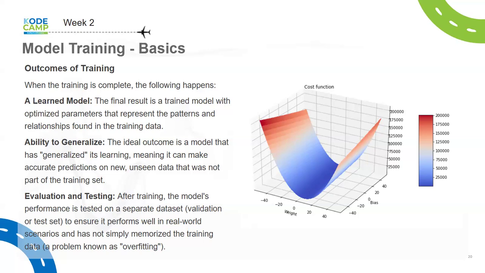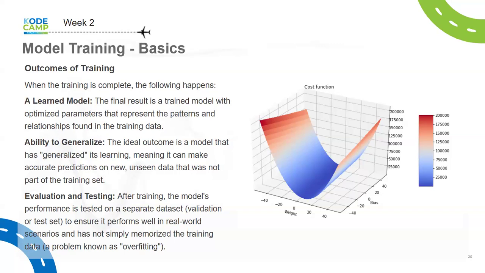The parameters are optimized to present the patterns and relationships in the training data. Secondly, the model learns to generalize. That's an ideal outcome. You want it to be able to generalize. Generalization means that you give it data and it trains on that data. Then you give it data that it did not train on, new data it has never seen before, new scenarios, new situations, and it's able to still make predictions that are accurate or close to being accurate, right, on new data, right? So you can make accurate predictions on new unseen data that wasn't part of the training set.